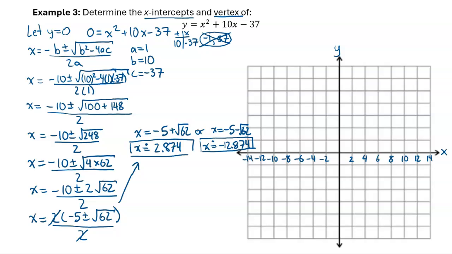And so negative 12.874 is going to be somewhere around there. Positive 2.874 is going to be somewhere around there. And those are my x-intercepts. Now what about the vertex? Because it also was asking about the vertex.